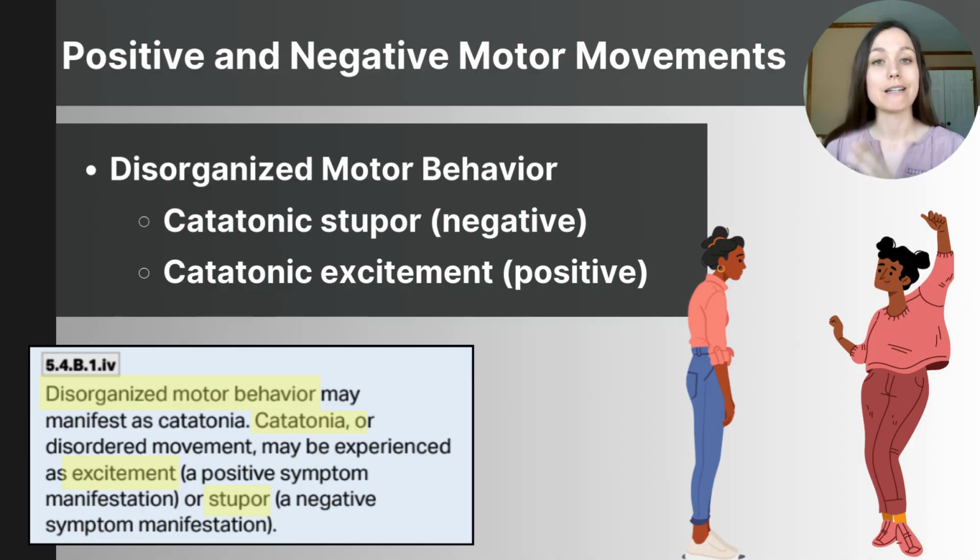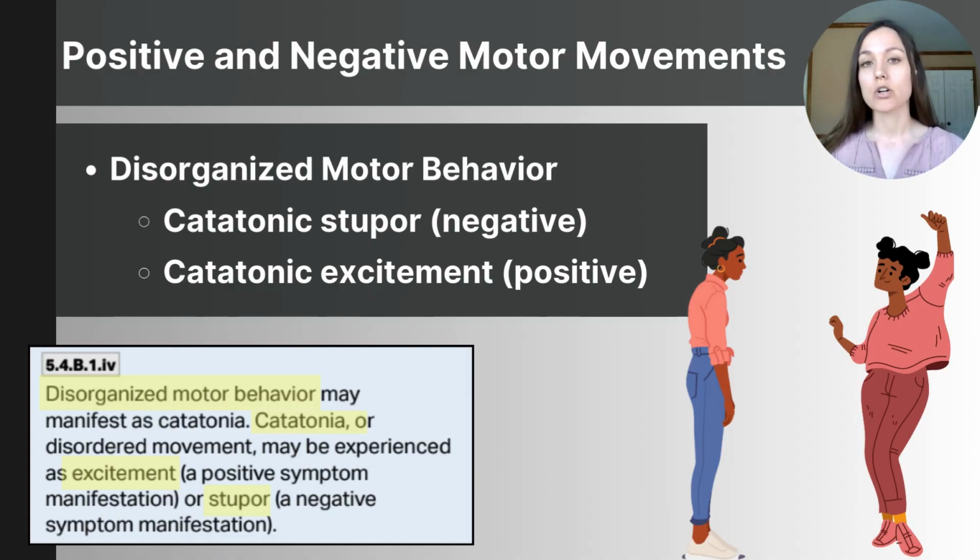Catatonic stupor is a negative behavior symptom. In catatonic stupor, a person becomes immobile and unresponsive, showing little to no reaction to external stimuli. This might include sitting in one position for a very long time, unable to engage in activities, whether that's eating or speaking or moving. A person may remain motionless, staring blankly and unresponsive to touch or conversations, and this state can last for hours or days without apparent distress.